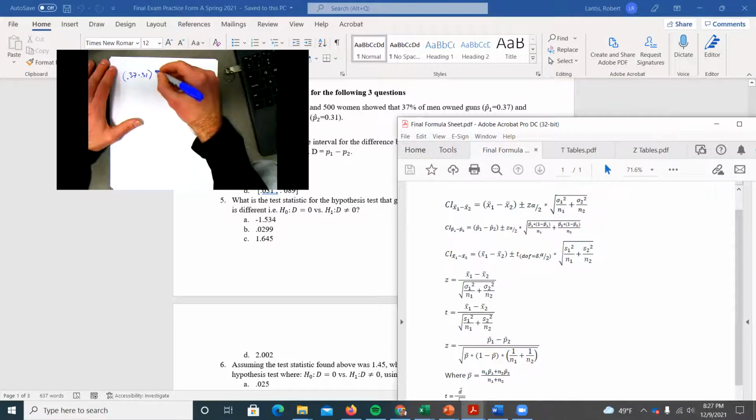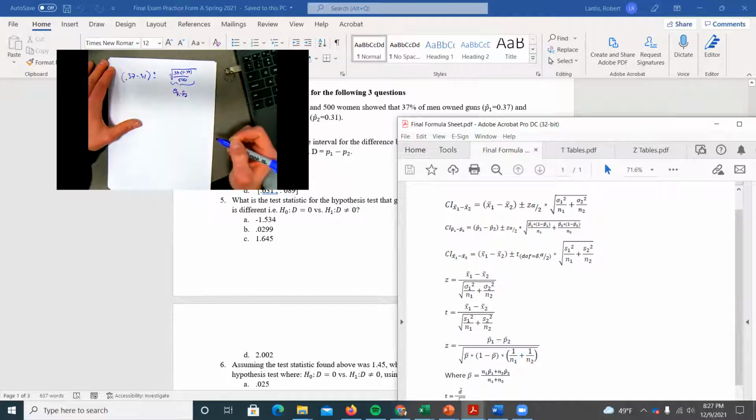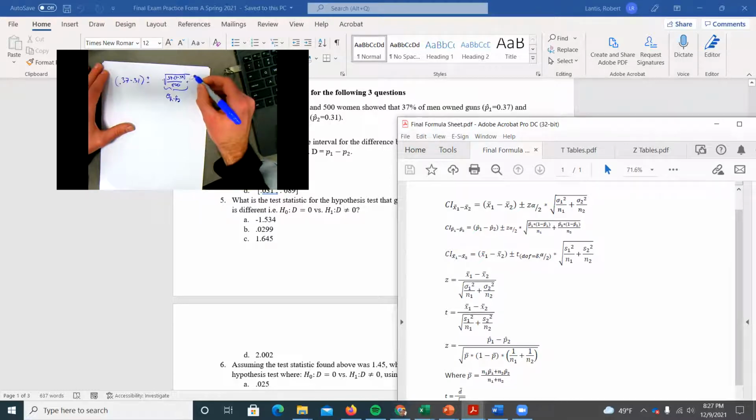From there, add and subtract. We don't know that Z value yet. It's the number of standard deviations where I need to go. So I'm looking at the standard deviation for the difference in my sample proportions, which is take each sample proportion times 1 minus that, divided by the sample size. Sample sizes are the same here, so that makes it a little bit easier.